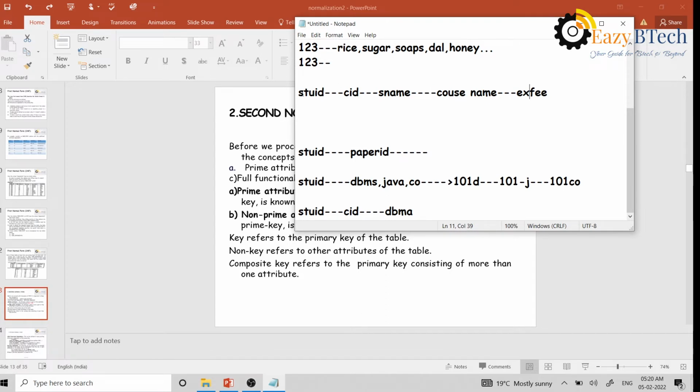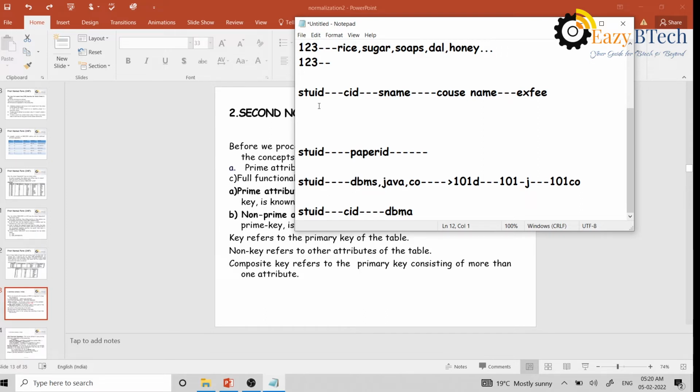Based on the course ID and student ID only, we know this particular student should pay. He registered for 3 subjects: 1,000 rupees, 800 rupees and 600 rupees. In total he would pay only 2,400. If one student registered only for DBMS and Java, then we have to know the particular student.